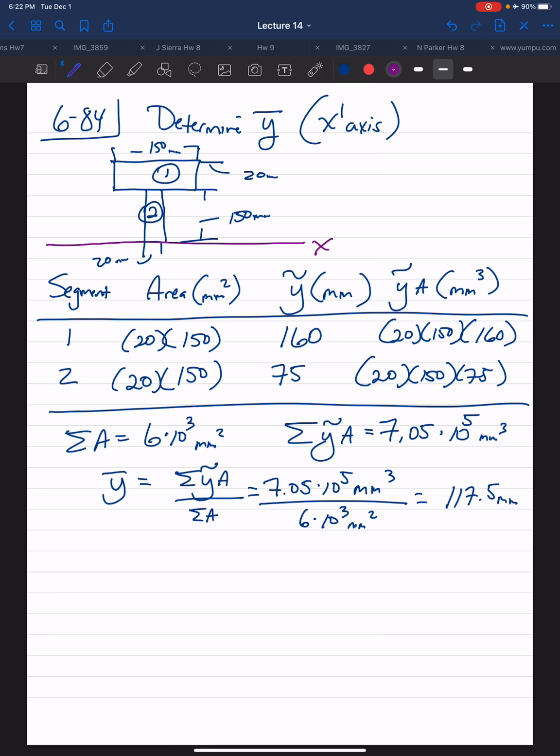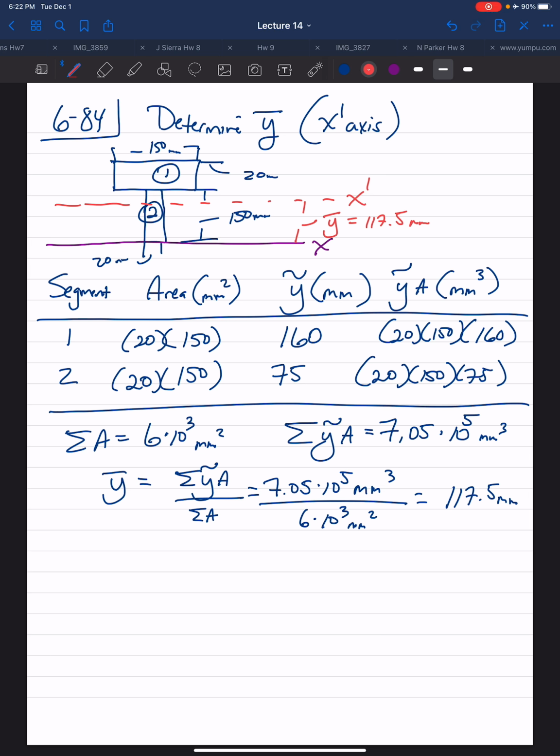So that means that, let's get a different color. Our x prime, so the difference here, our y bar, that's our centroidal axis location. X prime is y bar away from the given x axis. And y bar is 117.5 millimeters. That's the distance. Okay, so that's the first part of the problem.